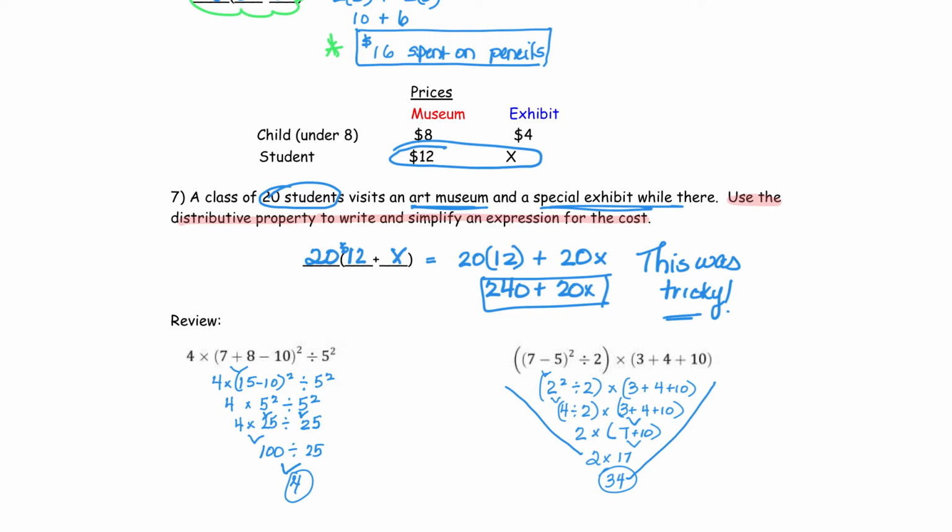Number 7 was a little trickier. There really should have been a number here for the exhibit, okay, for the price of a student, but as long as you set it up like this, that's what matters at this point. And if you applied the distributive property like this as well, you're good to go.